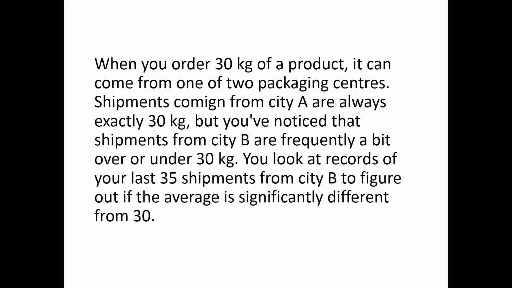All right, another example here. You order 30 kilograms of product. It comes from 1 or 2 packaging centers. Shipments coming from city A are always exactly 30 kilograms. But you've noticed that shipments from city B are frequently a bit over or under 30 kilograms. You look at records of your last 35 shipments from city B to figure out if the average is significantly different from 30.